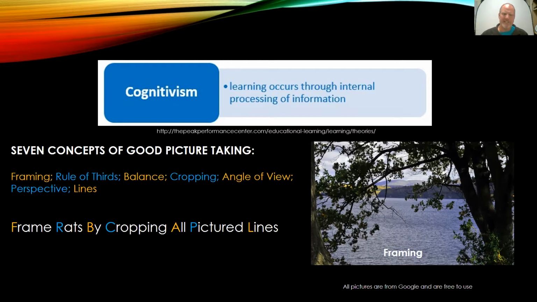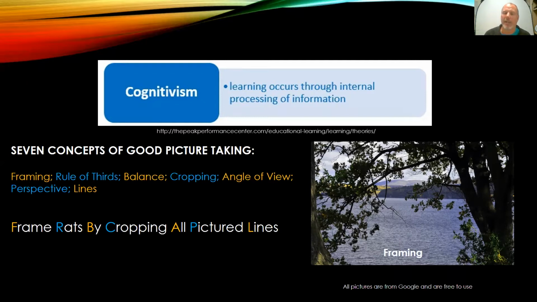In the class that I teach, as far as one of my photo classes, I use a mnemonic example when I teach the 7 concepts of good picture taking. As you can see over there on the left-hand side, the 7 concepts of good picture taking are, and you need to memorize these, framing, rule of thirds, balance, cropping, angle of view, perspective, and lines. What I tell the students to remember is the sentence, frame rats by cropping all pictured lines. Basically, the F in frame stands for framing, the R in rats stands for rule of thirds, the B, balance, so forth and so on.